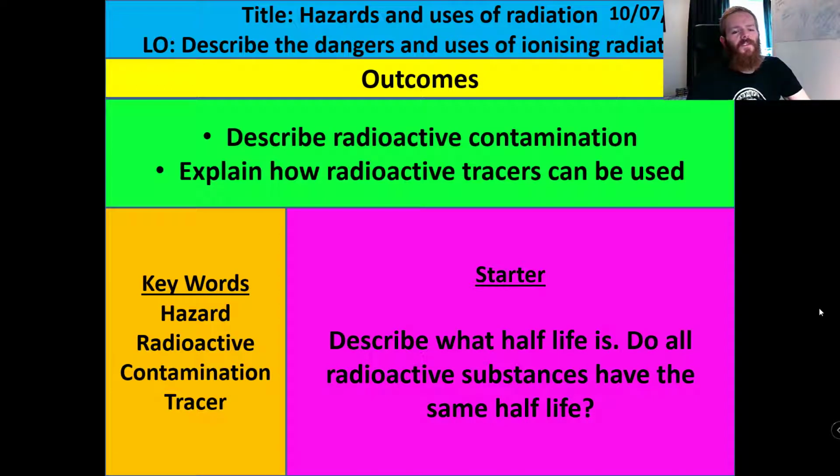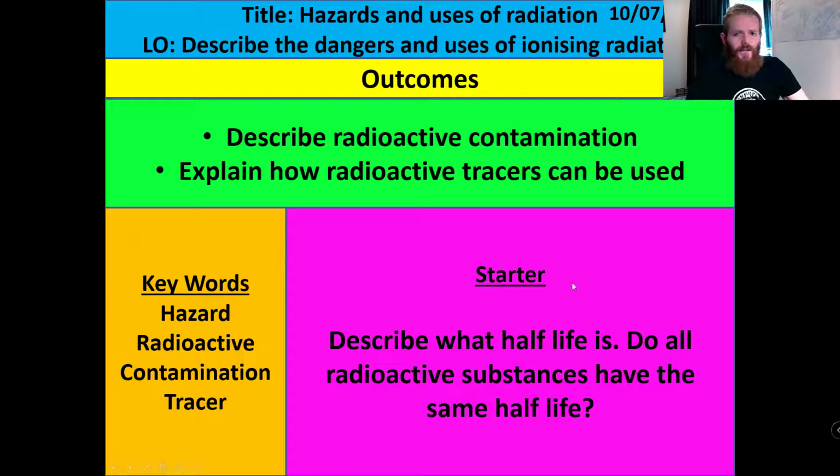I think it's about lesson 5 or something like that, and it's all to do with hazards and uses of radiation. So I want you to be able today to describe the dangers and uses of ionising radiation. There's a couple of outcomes for you, and that is to describe radioactive contamination and also explain how radioactive traces can be used.